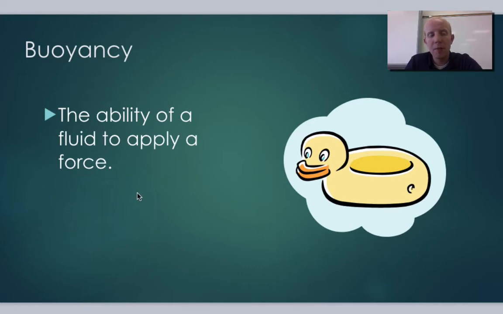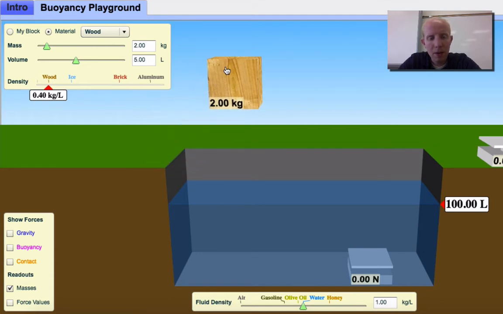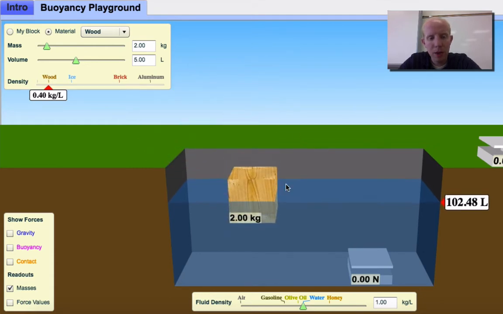To start thinking about density and buoyancy and how they're connected, I want to pull up a simulation for you. All right, so here's a simulation that's going to help us think about some things with buoyancy. Now, if I throw a block of wood in the water, you probably know that wood floats. It has a density of 2 kilograms per every 5 liters, according to the simulation, or 0.4 kilograms per liter.